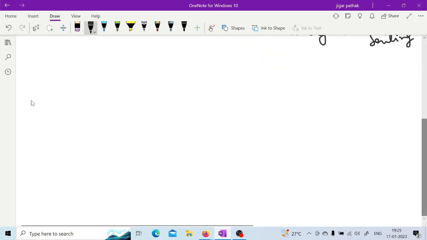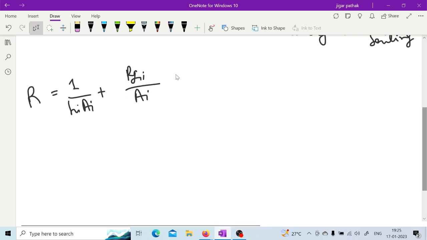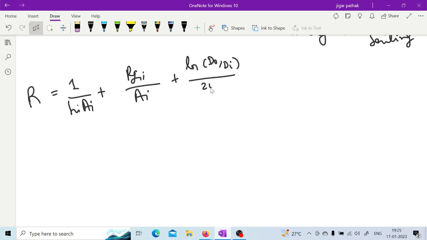So once you consider this fouling factor, then your total resistance will have some added factors like this: the fouling factor at inlet, right? So it is going to increase as we have discussed. This will remain as it is, right? This Rf output and this 1 upon ho Ao. So this is how you consider the fouling factor, right?